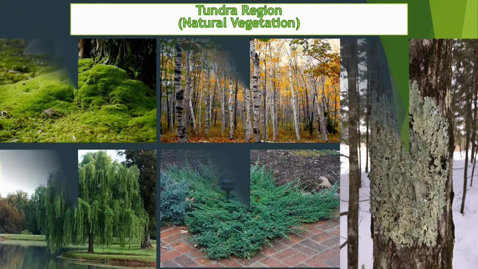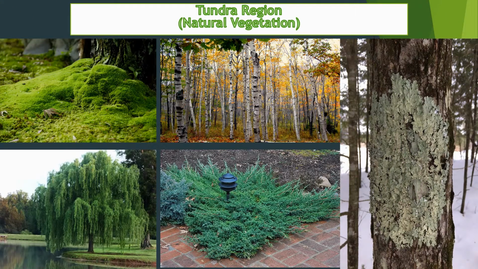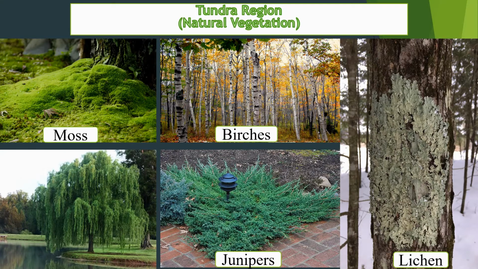The tundra region consists of plants that have a short life. Plants that grow in the tundra region include short grass, small shrubs, flowers, lichens, moss, etc. It also includes birches, junipers, and willow trees.